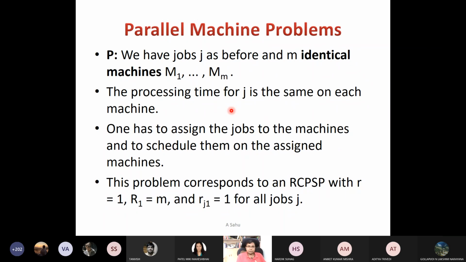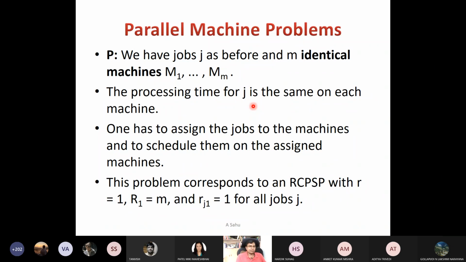Whenever you say parallel machine problem, P, we have jobs J as before and M identical machines. Whenever you define these things, many cases come up. So identical machines M1 to MM. We generally use n for jobs and m for the number of machines. Whenever I say identical machines, the processing time for job j is the same on each machine. So all are homogeneous machines.